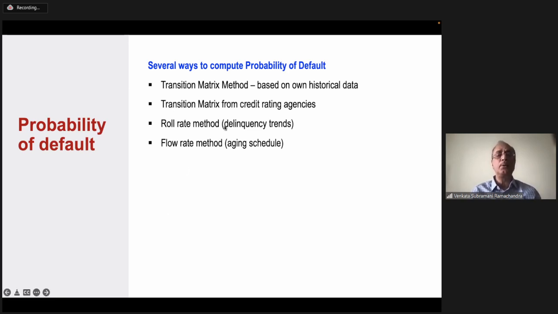Then you have a roll rate method and a flow rate method. The flow rate method is normally what is used for the receivables part. That is, for the trade receivables, you normally use this flow rate method.